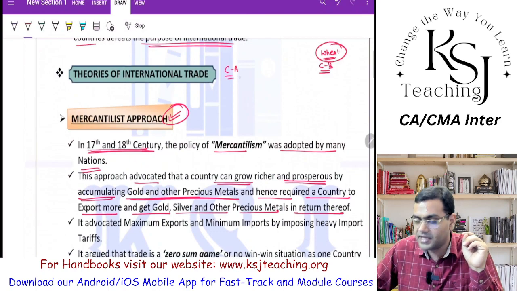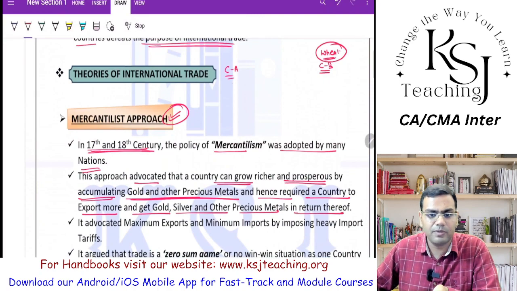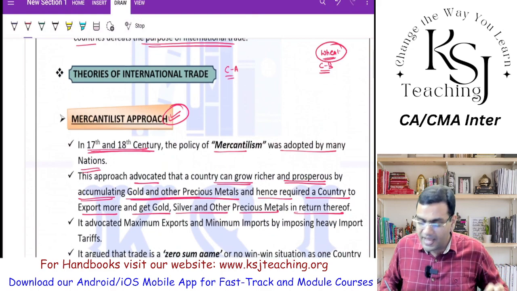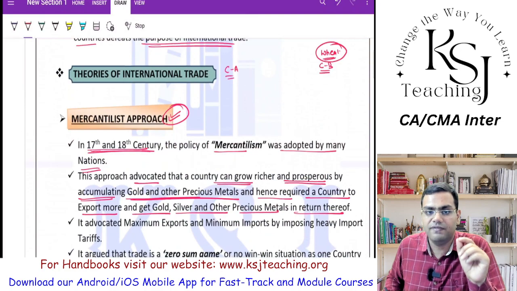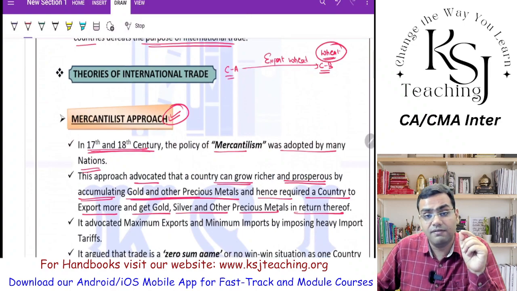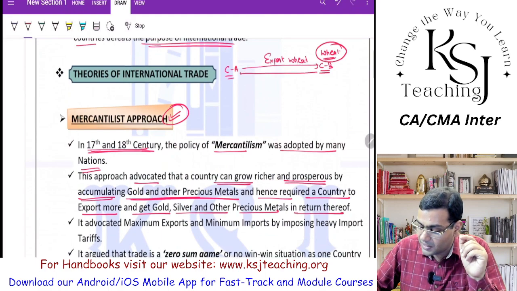And country A is a surplus manufacturer of wheat. Listen to it very carefully. Very simple approach. What he says, there are two countries, country A and country B. Country A is a surplus manufacturer of wheat and country B needs wheat. Now, what will country A do? Country A will export wheat. They will export wheat, but in return they will not be getting the money. So what they will be getting in return is, country B will give to country A what? Gold and other precious metals.